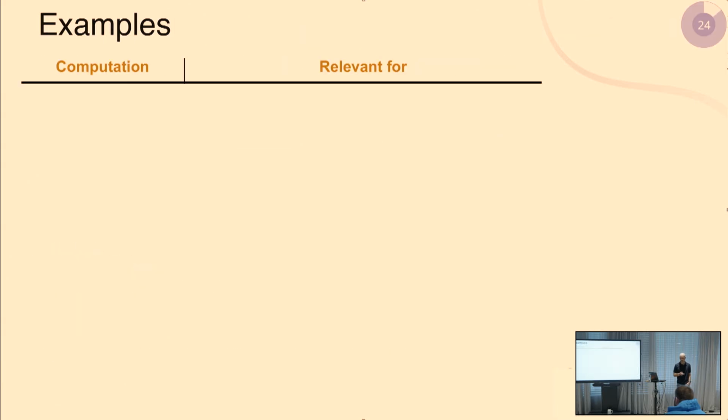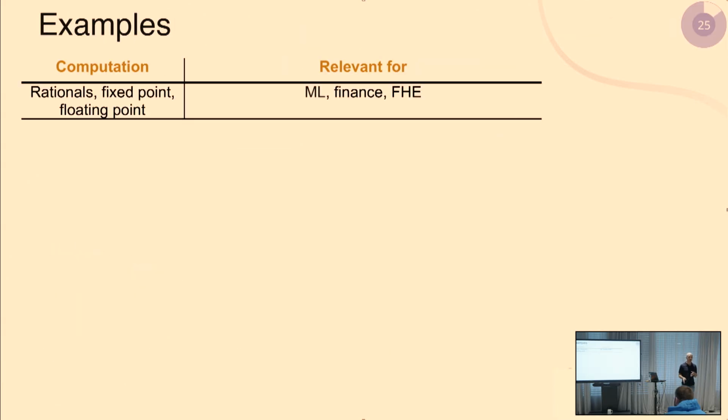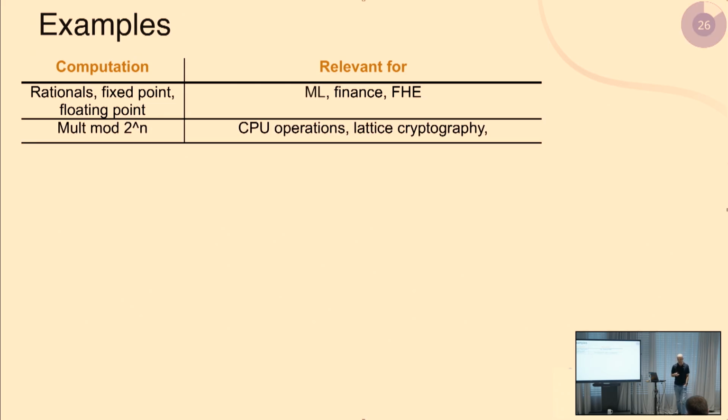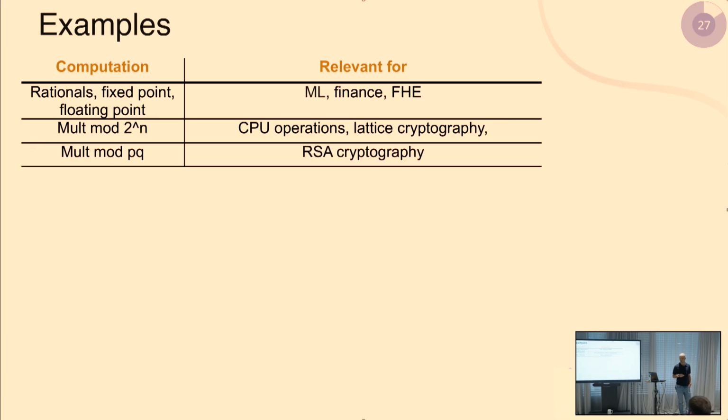So some examples of computations we want to prove, but we're writing those computations over a finite prime field. A prime field is tricky and produces big overheads. It's computations that involve rationals, fixed point arithmetic, floating point arithmetic, which are relevant for machine learning, finance, FHE. Some FHE schemes use rational numbers. Multiplication modulo powers of 2, relevant for CPU operations, ZKVMs, lattice-based cryptography.